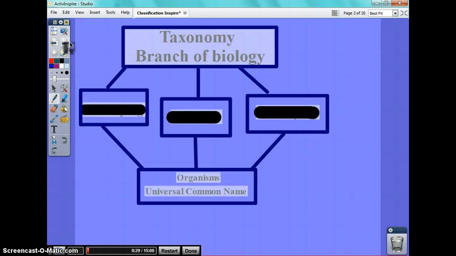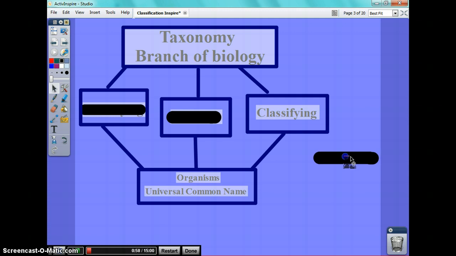So first we're going to learn about the branch of biology that's linked to classification. And it's called taxonomy. What do you think goes on in classifying an organism? What's involved? Studying it. What about it? The size. I think that's probably okay.